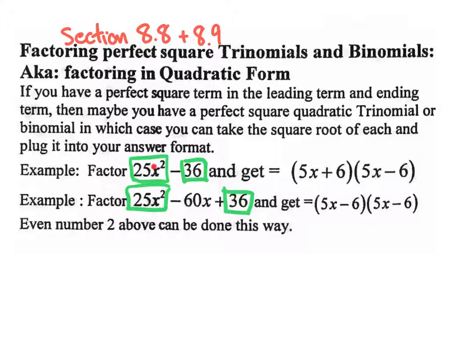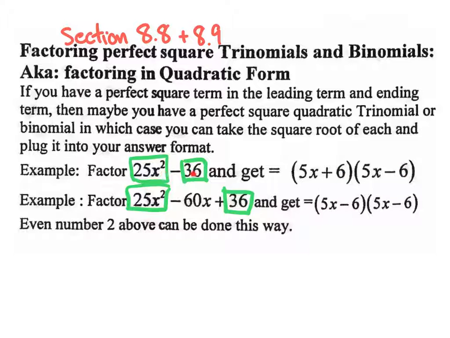So if we think, what's the square root of 25x squared? That's 5x. So that's why both binomials have a 5x right there, because the square root of 25x squared is 5x. And then the square root of 36 is 6. That's why there's a 6 on each of the binomials.